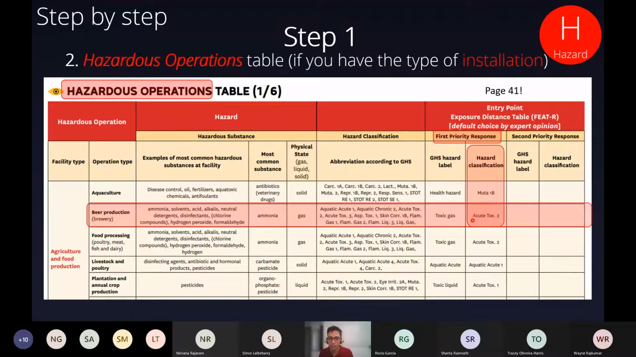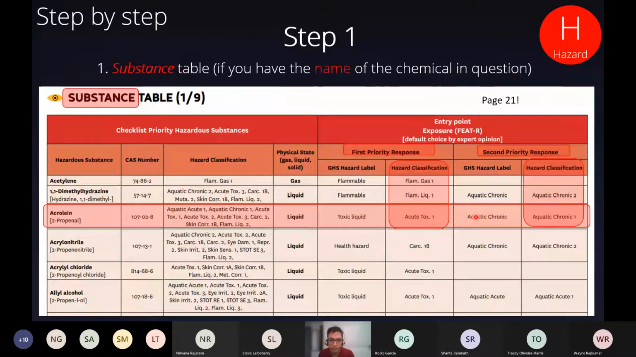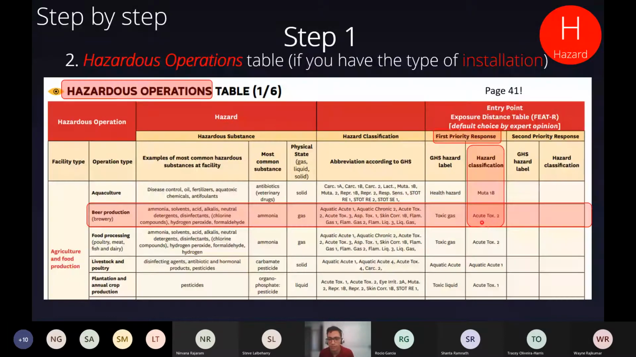This is the result you need from this. It's the same as before. You write down the hazard classification that the FEAT will give you. And then you can also check the other hazard classifications that are related to this, but this is the most important one and the one that we have to continue.